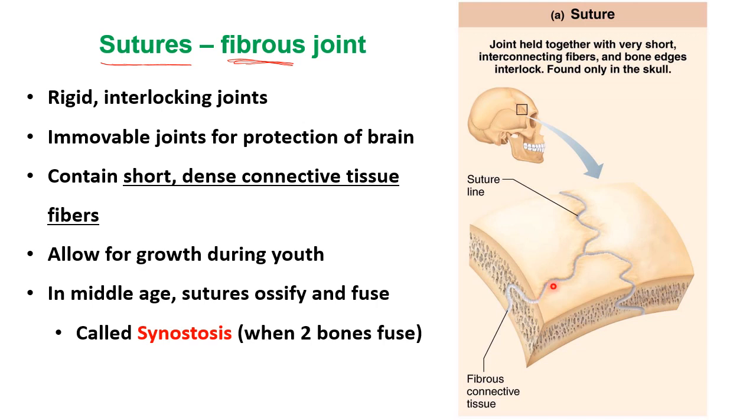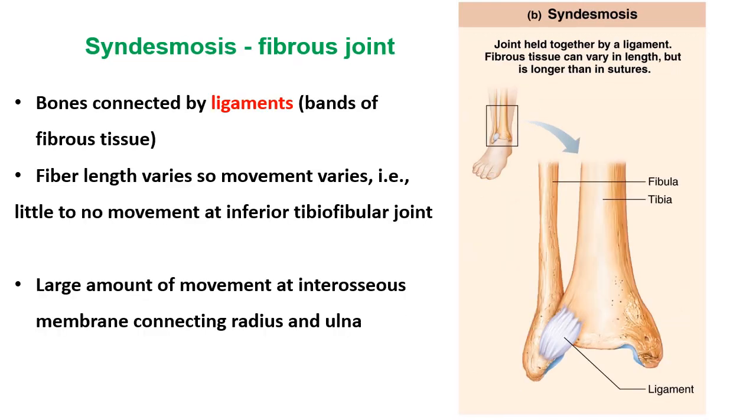These joints are important because during growth and development, they allow the flat bones to grow during childhood. Now, when the person goes to a more advanced age, middle age, those sutures are going to ossify and become really, really solid. So these types of joints are called synostoses. When two bones fuse, those are called synostoses.